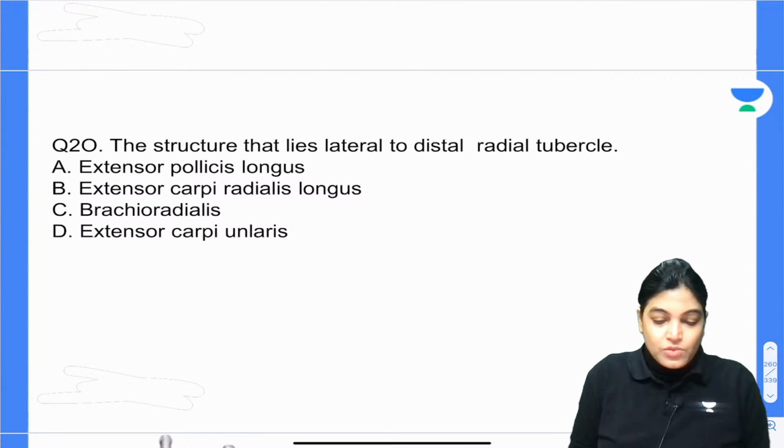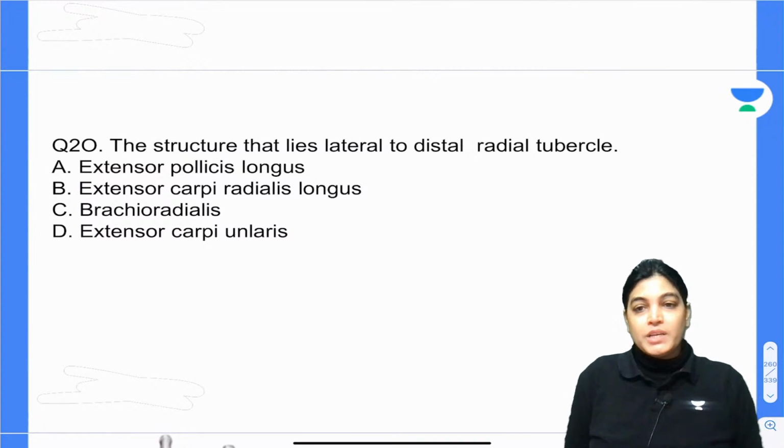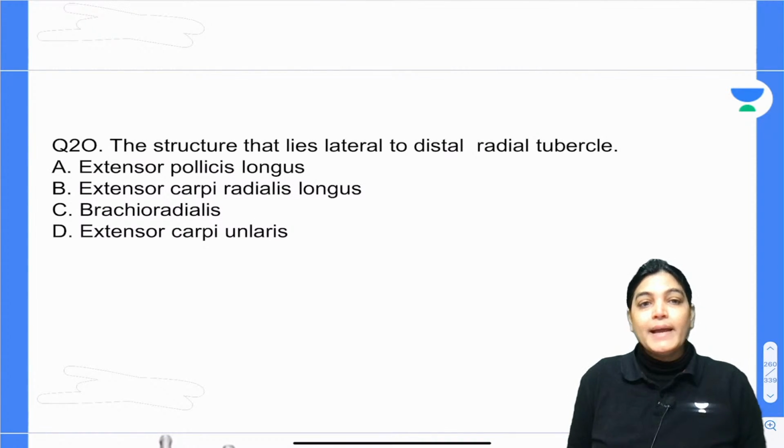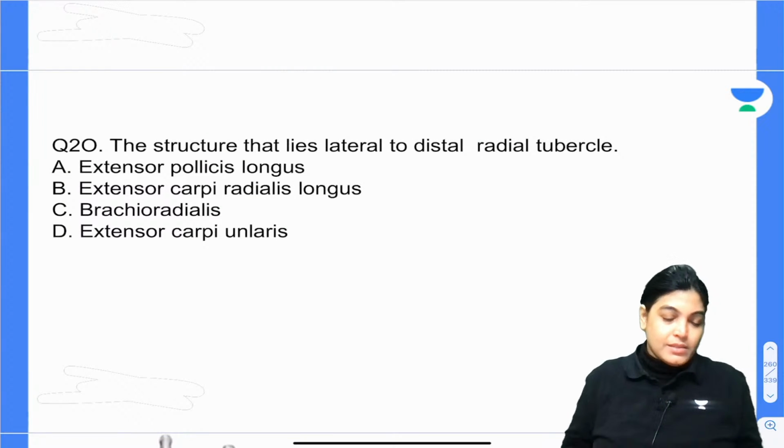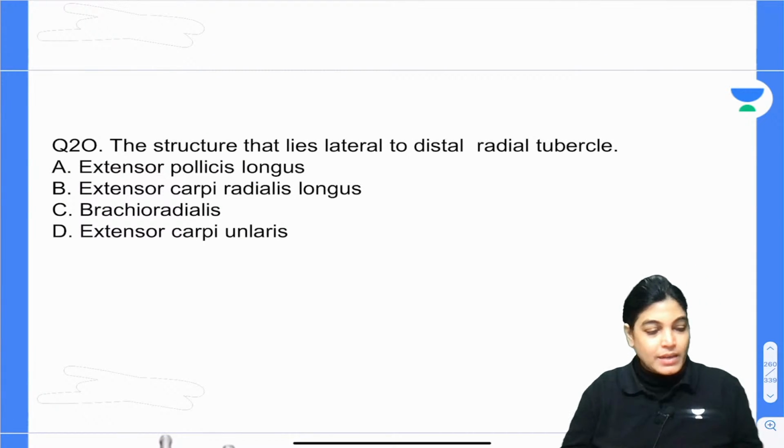So which of the following structures is lying lateral to the distal radial tubercle? Option A, extensor pollicis longus; B, extensor carpi radialis longus; C, brachioradialis; D, extensor carpi ulnaris. Question number 20. Which is the correct answer? Your time starts now. Please mark the correct answer.